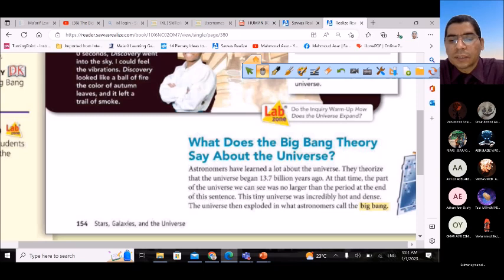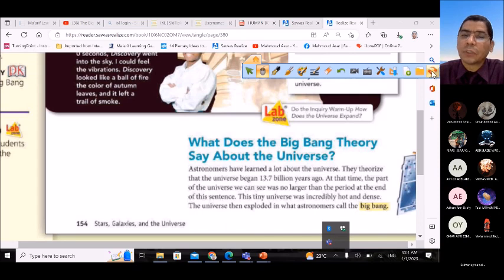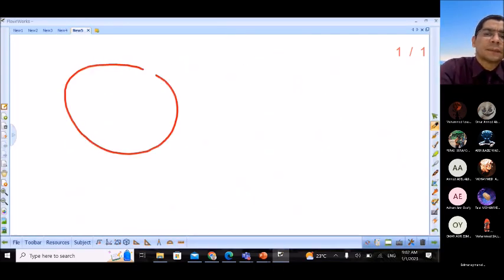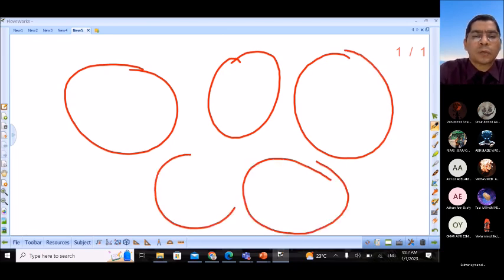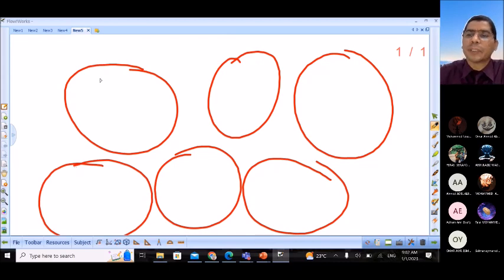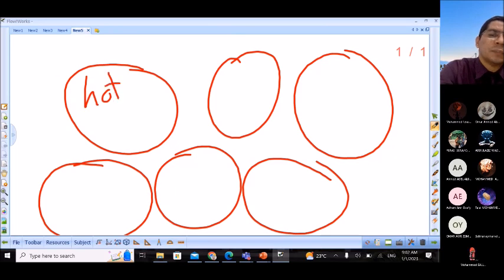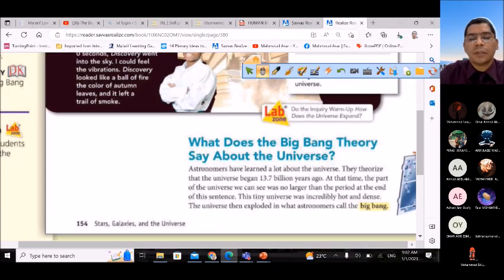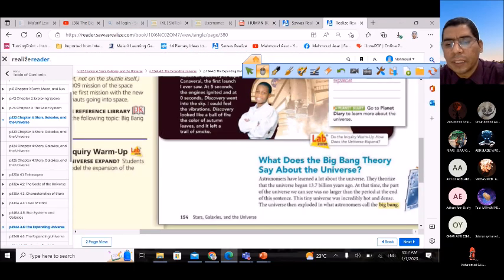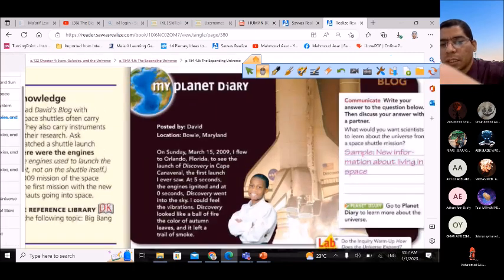You see, this tiny universe was incredibly hot and dense at the beginning. It was hot at the beginning. It was dense. The universe then exploded in what astronomers call the Big Bang. So at the beginning, the universe was hot and dense, like this. Then it starts to become bigger, bigger, bigger. Bigger of what? The distances between the galaxies become bigger. So it was first hot, then it becomes cold, but it becomes bigger. It enlarges. So there is a theory that studies this, which we call the Big Bang theory.